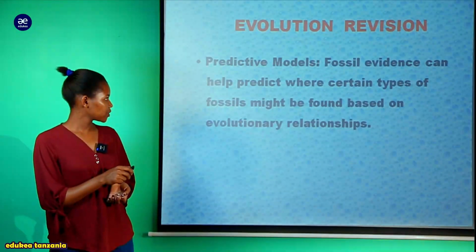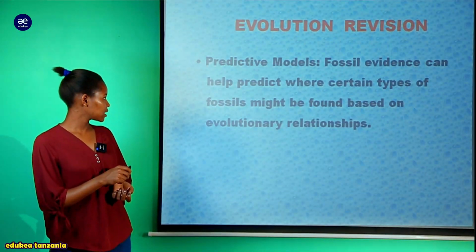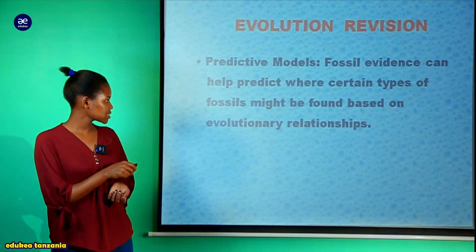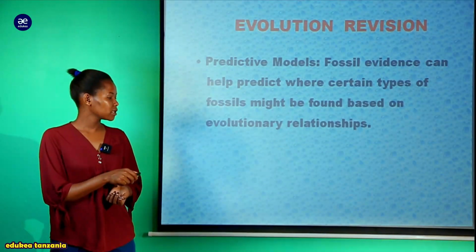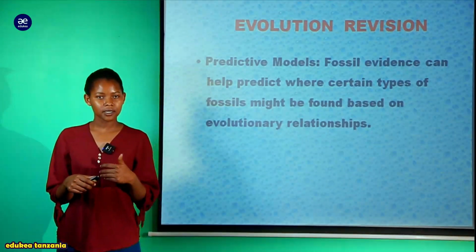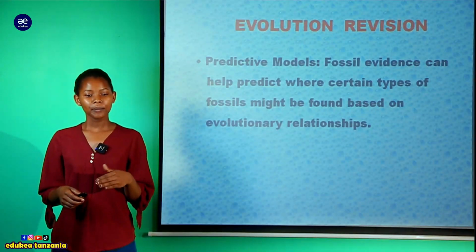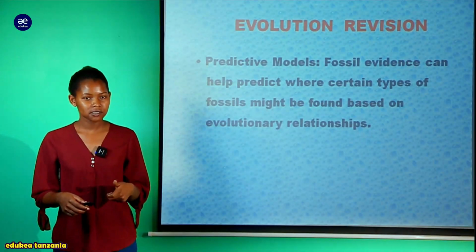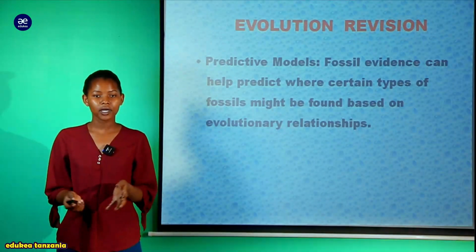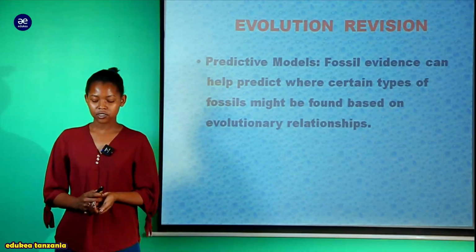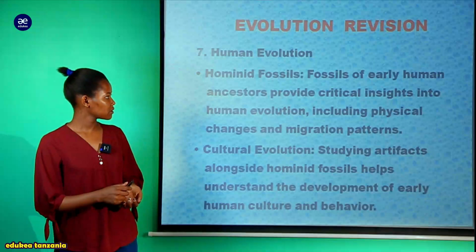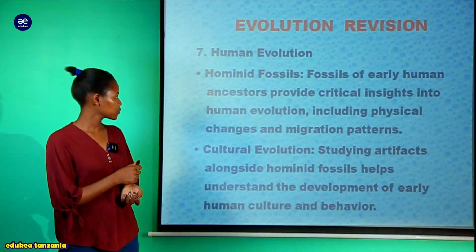Also, predictive models. Fossil evidence can help predict where certain type of fossil might be found based on evolutionary relationship. Pia inasaidia katika predictive evidence kwa kuonyesha kwamba ni wapi ambako pengine fossil ya organism fulani itakuwa inapatikana kwa kuangalia evolutionary relationship. And also, the seventh reason is human evolution.